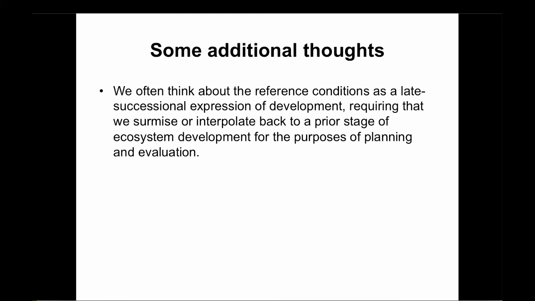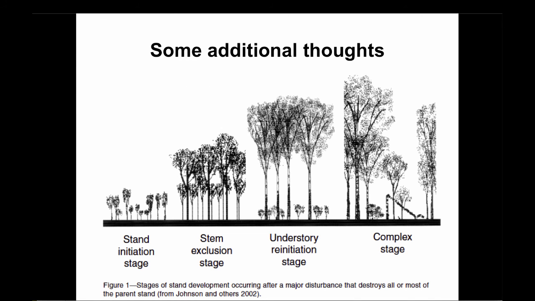So we often think about the reference condition as this late successional expression of development, right? And so what this means is that it requires us to interpolate back to a prior stage of ecosystem development for the purposes of planning and evaluation. We may have some specific information about what the late successional ecosystem looks like, but we may have to infer what that stand or that ecosystem, its structure and function, looked like during an earlier stage of development if we're starting from scratch. So let's look at an example here.